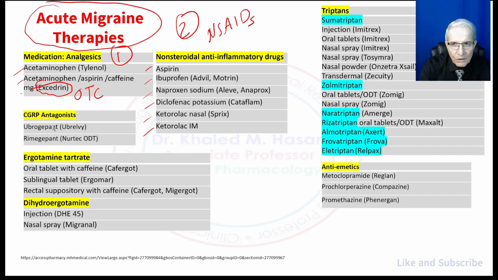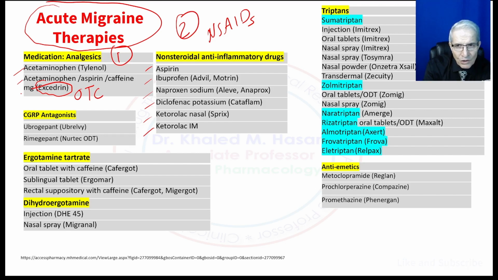CGRP antagonists. We have ubrogepant, Ubrelvy. We have rimegepant, Nurtec ODT. ODT stands for orally disintegrating tablet. The tablet can be put on the tongue and dissolves in the saliva. Rimegepant and ubrogepant belong to the CGRP antagonists.